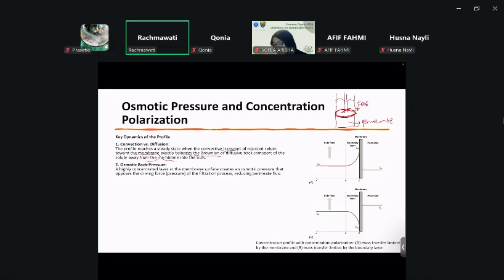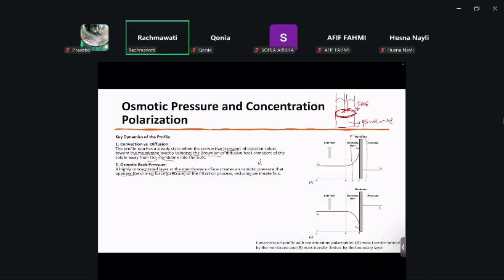And then there is also osmotic back pressure. So a highly concentrated layer at the membrane surface, this one here, creates an osmotic pressure, right? Why? I mean, you have a solute there with a higher concentration. So if you calculate the osmotic pressure, then you can expect to have a higher osmotic pressure because the number there is larger. Now this osmotic pressure will then oppose the driving force of the filtration process. And what does it affect? Then it will reduce the permeating flux.